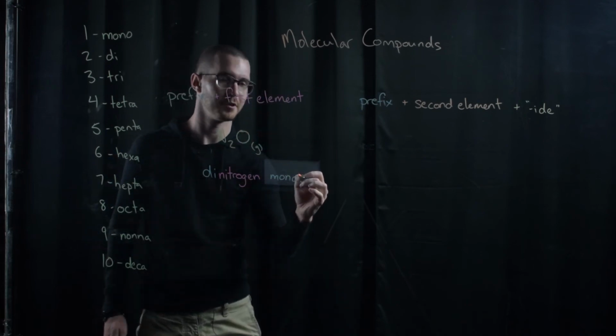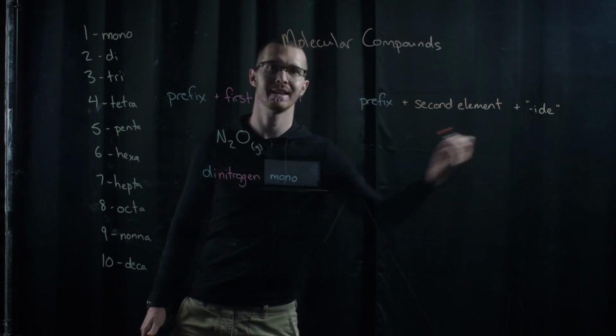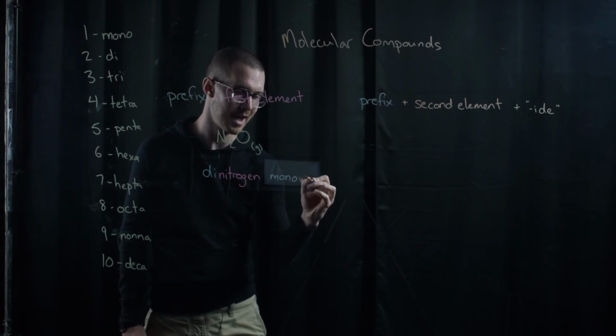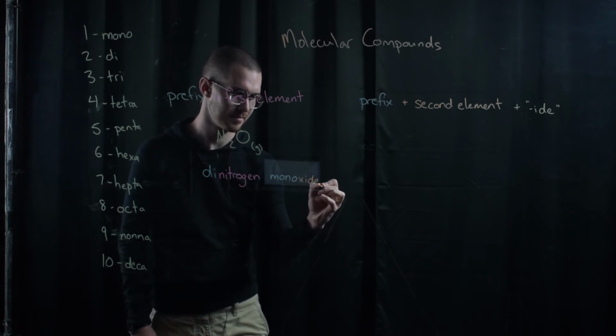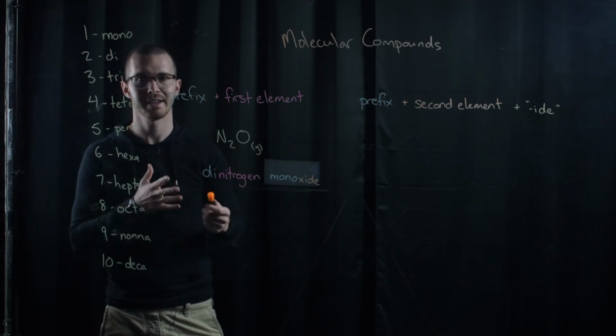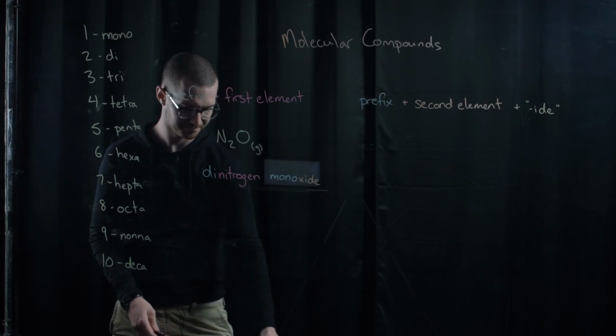Now we're not going to write fully oxygen, because notice that we need to use this ending, I. So we have dinitrogen monoxide. So this is the name of this compound, dinitrogen monoxide. So let's take a look at another example.